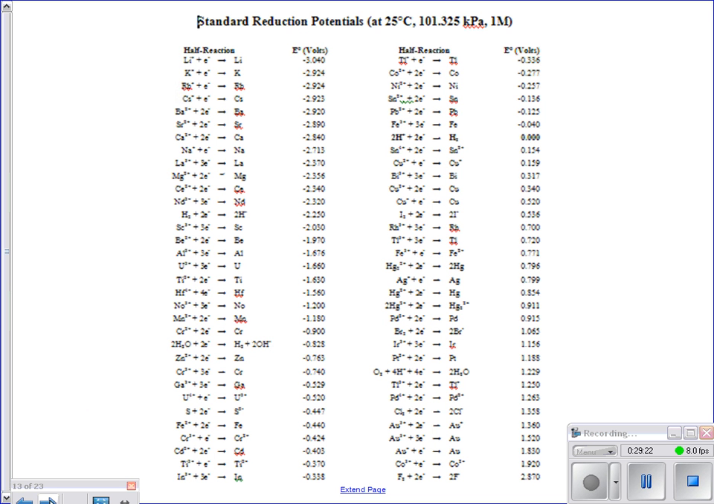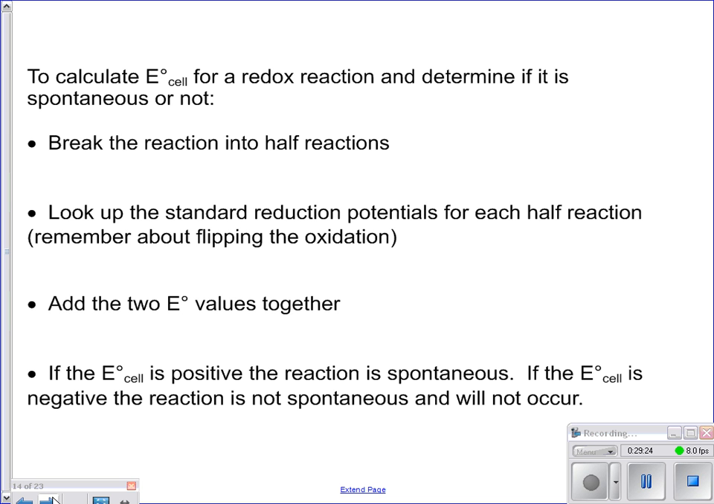Okay, so here we go again. We're going to go through calculating these. These are our rules. You're going to break it into half reactions. You're going to look up your reductions. Remember about the flipping of your oxidation. You just add those voltages together, and it is considered spontaneous if your voltage is equal to a positive value.